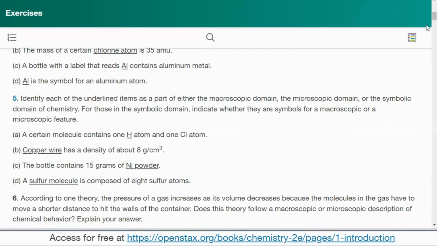D, Al is the symbol for the aluminum atom. So I would say this is in the symbolic domain, and it even uses the word symbol. And since we're talking about an atom, this is in the microscopic domain.